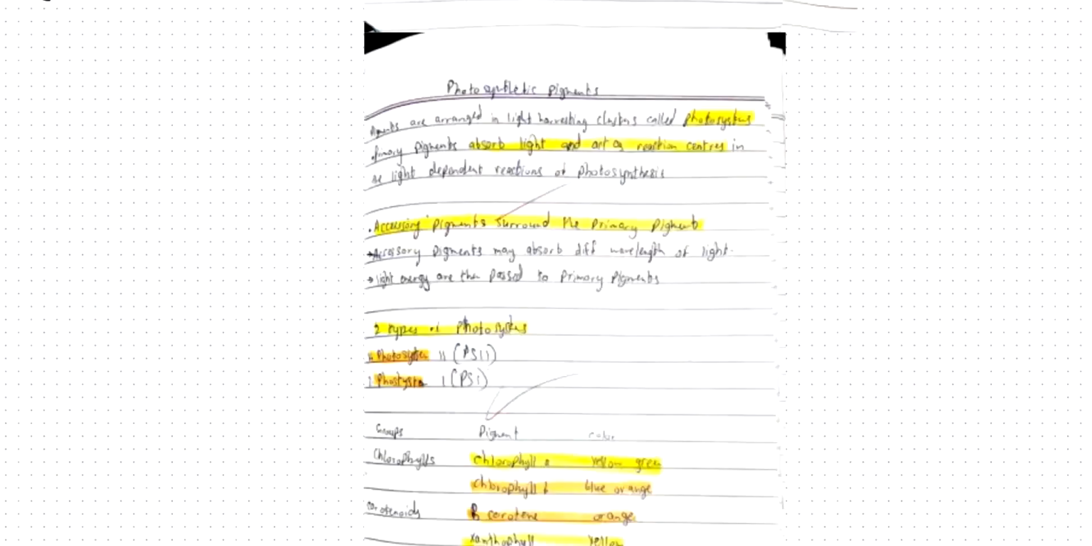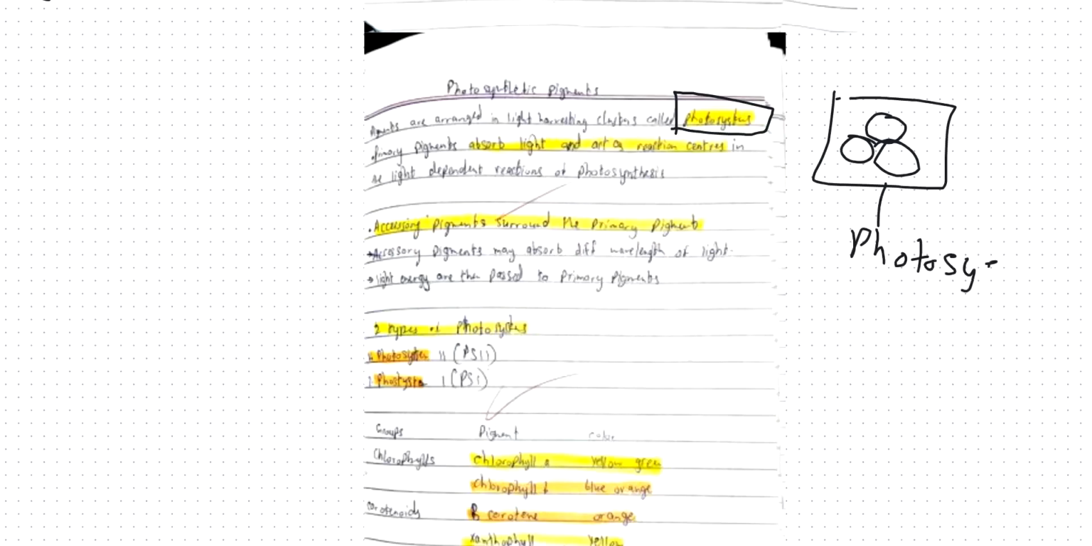Moving on, the pigments are arranged in light harvesting clusters called photosystems. As I said, these pigments are arranged in different groups, and this group is known as a photosystem. A photosystem is basically different pigments in one group. So a primary pigment, which is chlorophyll A, absorbs light and acts as the reaction center in the light-dependent reaction of photosynthesis. So this chlorophyll A is the primary pigment.